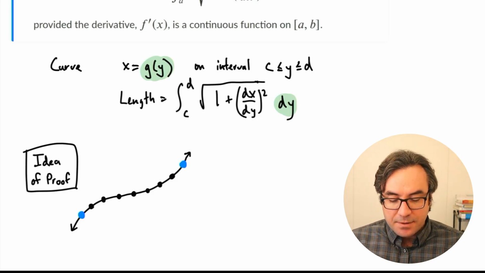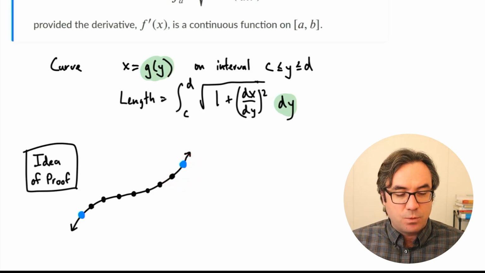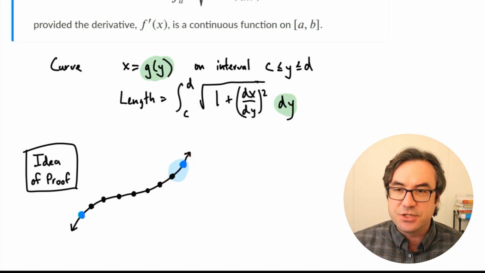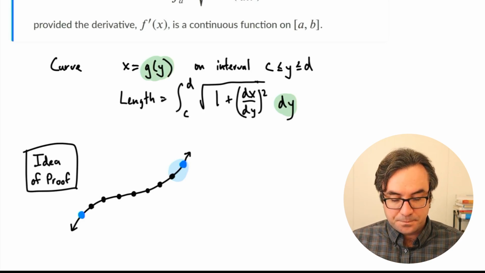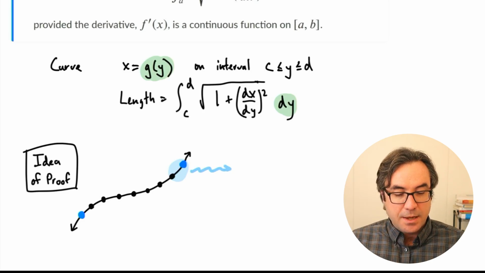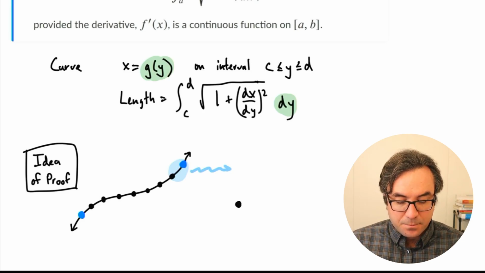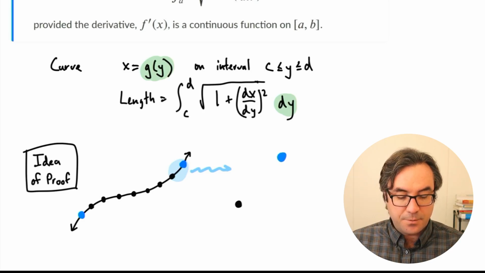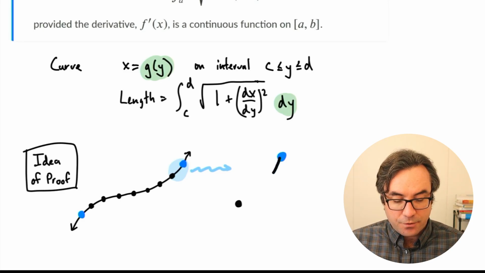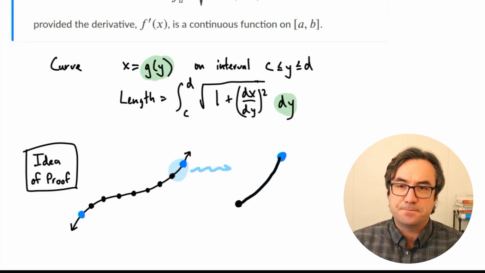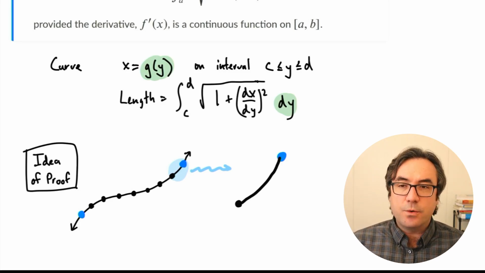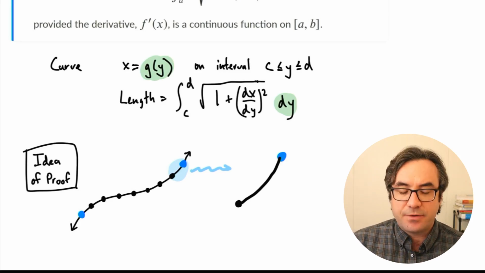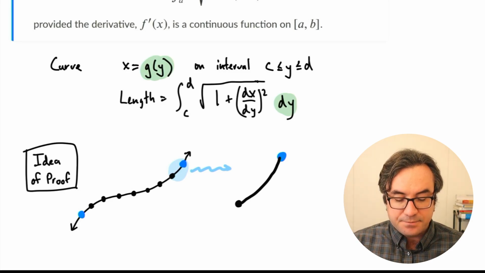But for right now, let's zoom in on just one of these little sections here. So we have our one point, we have our other point, and then we have our curve connecting those two points. And what we want to do is approximate that section of our curve with essentially a tangent line.